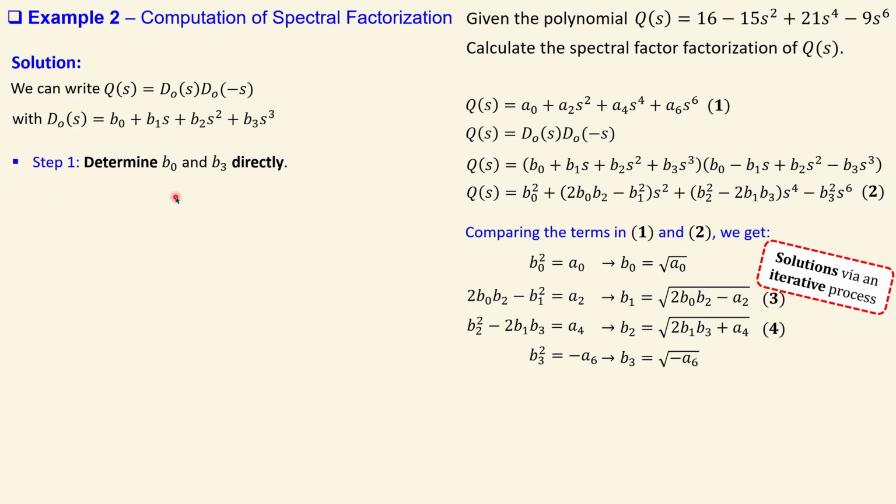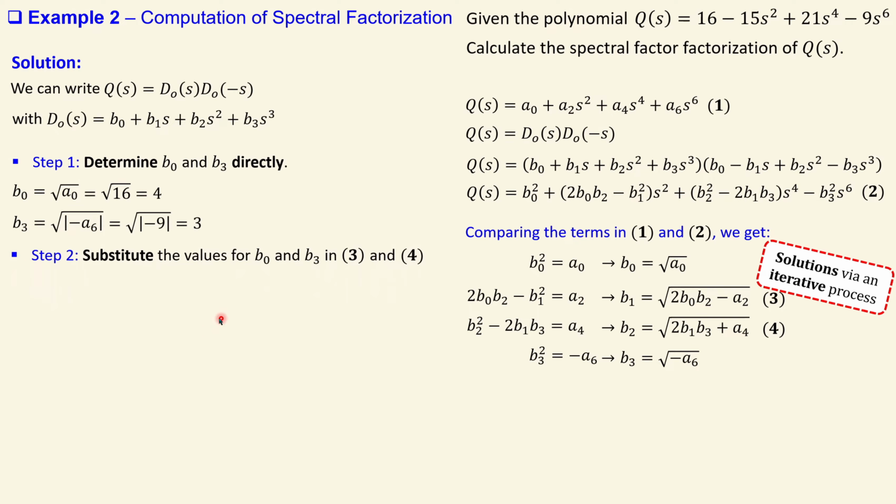Now, step 1, determine the B0 and B3 directly. We can do that because that's all here. So let's do that. Just the square root of 16 because that's here and that's equal to 4. The other one, just absolute value, of course, must be here, of this minus 9. That must be the square root of minus 9. Absolute value will be 3. That's done. So we have 2 of the 4 unknowns in our Hurwitz polynomial.